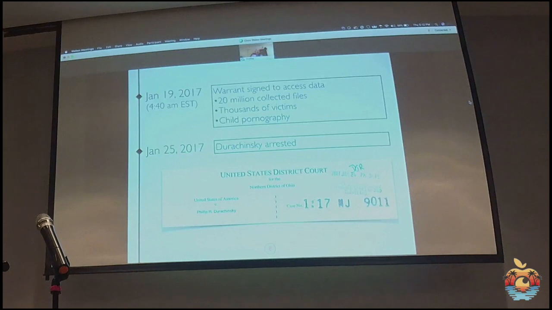I guess it took the FBI a little bit of time to gather all this data, gather all the evidence, and so it wasn't until January 25th that Durachinsky was finally arrested.